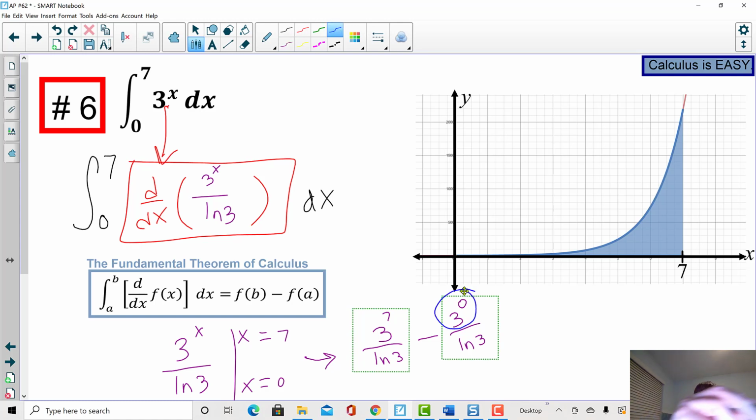3 to the 0 is just going to be a 1. And I would just leave your answer like that. Let's plug it in our calculator, see if we get the same answer.